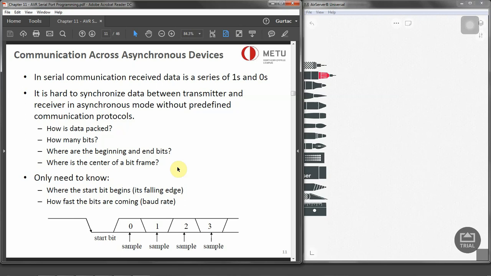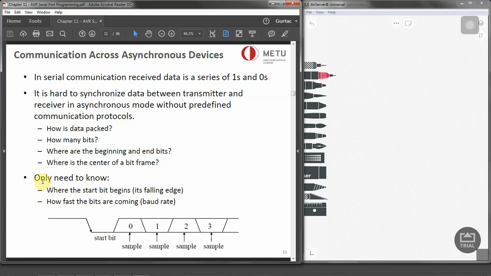It's actually pretty simple. Why is it pretty simple? We just need to mention where the start bit begins and how fast the bits are coming. So we are going to see these two, how important they are and how we can transfer the data from one side to the other.